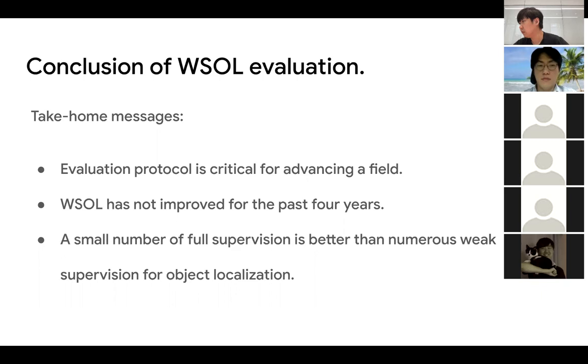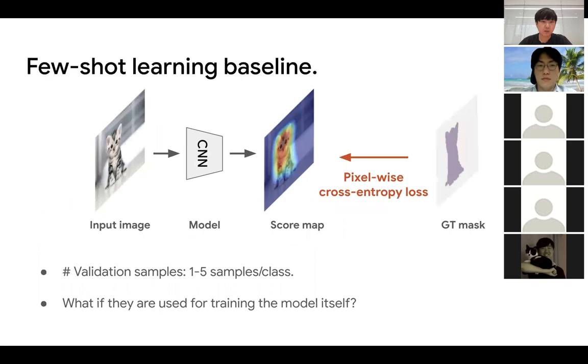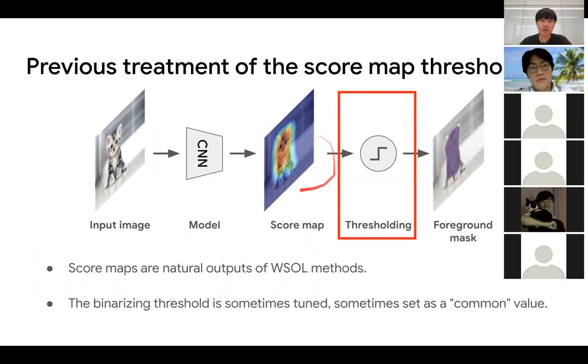Yeah, that is our point. We believe that this score map is the true output of the WSOL method. So we evaluate the score map itself, not using the foreground mask. Thank you for your question.